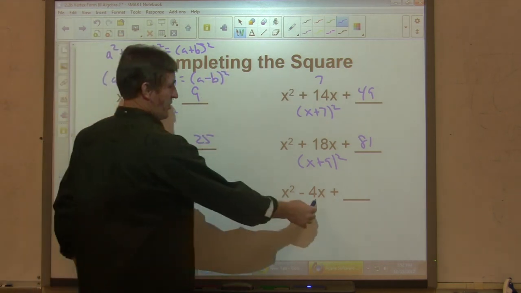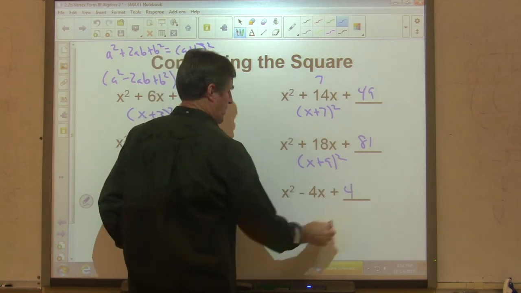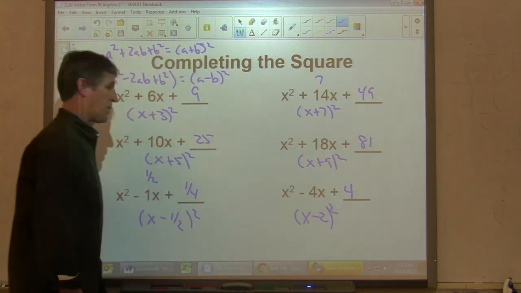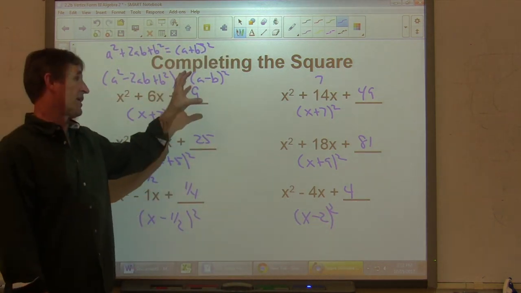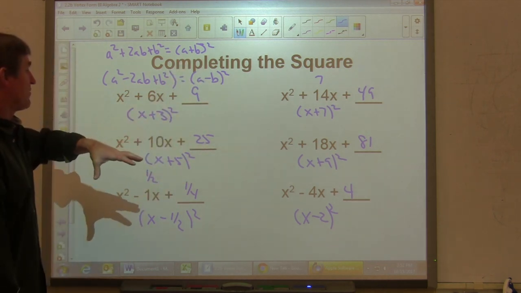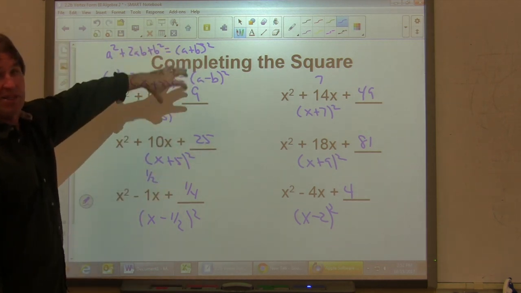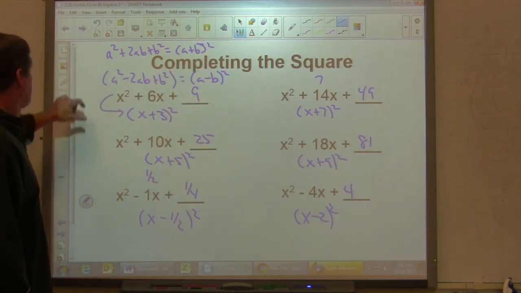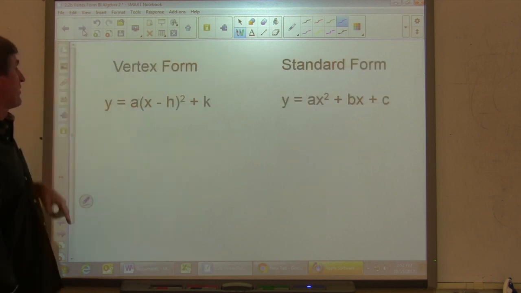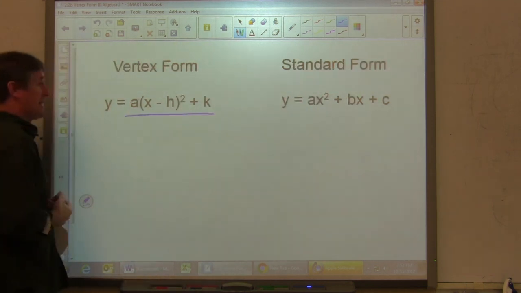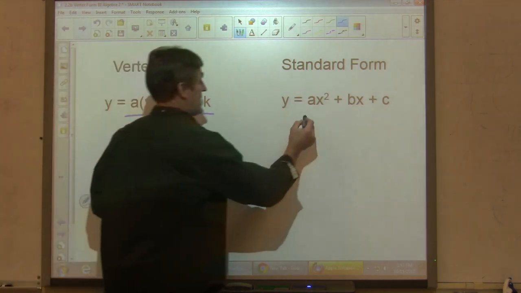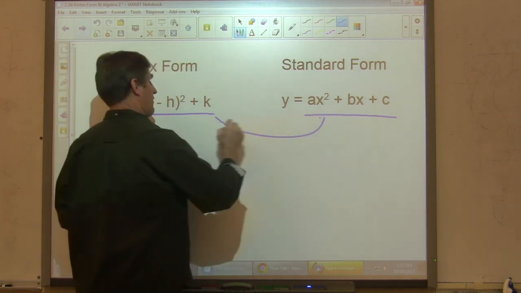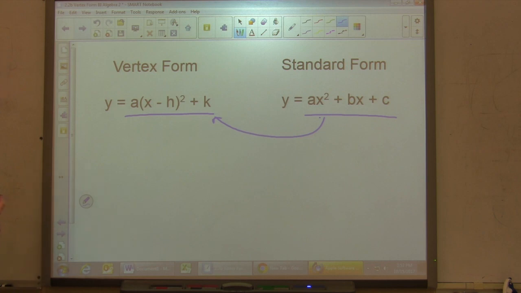So same thing here, you do the same thing. Half of 4 is 2, 2 squared is 4, and so if I write that as a perfect square, it would be x minus 2 squared. So it's pretty easy when you just have to fill in the blank. But we're going to go ahead and put these in vertex form. So we just need to understand completing the square so we can transfer it to this form and then put it in vertex form from there. So remember, vertex form is a times x minus h squared plus k, and standard form is this. And so what we're going to do today is work on going from standard form and write it in vertex form.